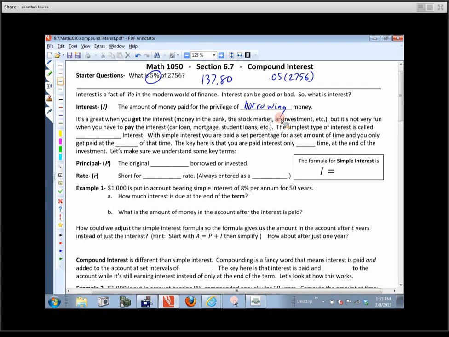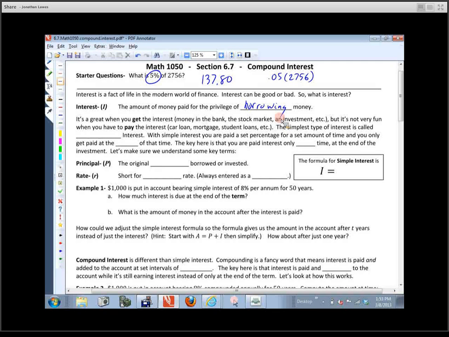So it's really good when you get the interest. When someone's paying you interest, you've made an investment, you've made a loan, whatever it happens to be, you put money in a CD or something like that. That's great when you're paid interest. It's kind of a bummer when you have to turn around and pay interest on your car loan, interest on your home, interest on a student loan or something like that, okay?